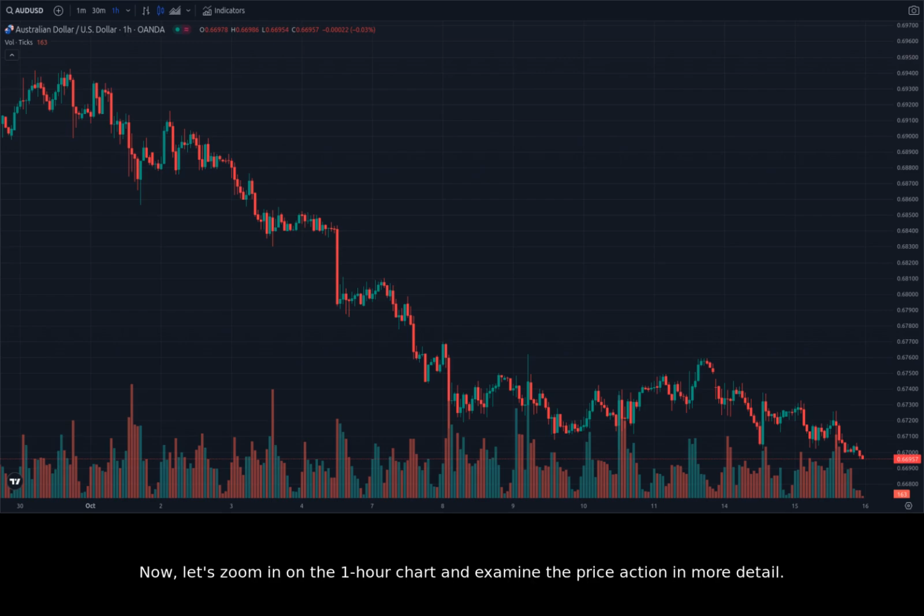Now, let's zoom in on the 1-hour chart and examine the price action in more detail. The 1-hour chart shows a clear pattern of lower highs and lower lows, further reinforcing the bearish trend. The price has broken through several support levels, suggesting that the bears are in control.